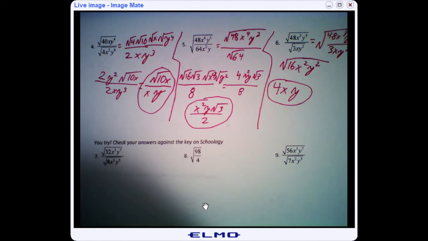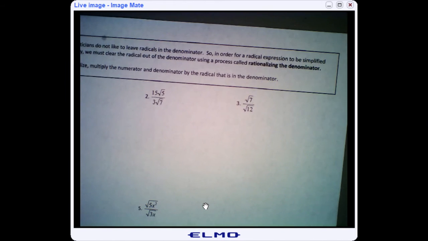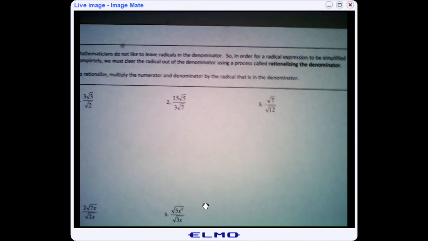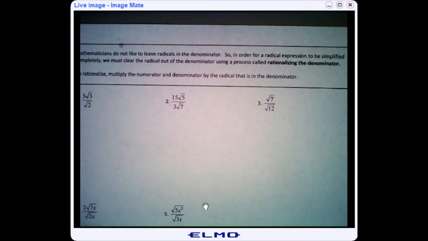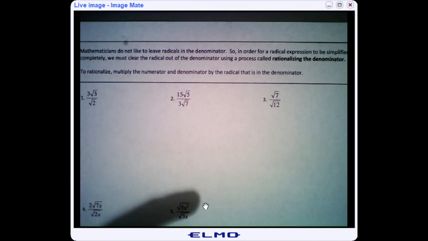Welcome back. So mathematicians do not like to leave radicals in the denominator. We talked about that some before. So in order for a radical expression to be simplified completely, we must clear the radical out of the denominator using a process called rationalizing the denominator. To rationalize, multiply the numerator and denominator by the radical that is in the denominator.